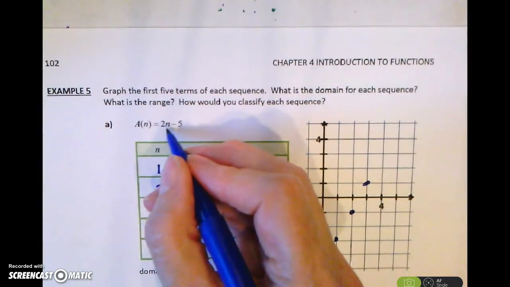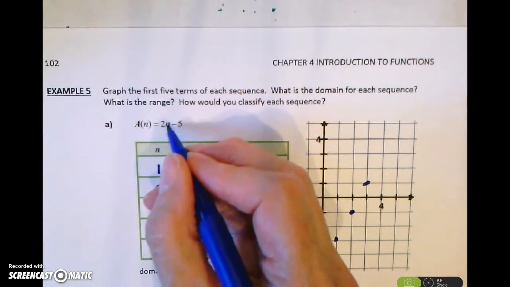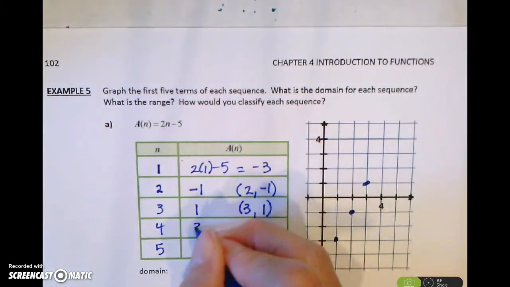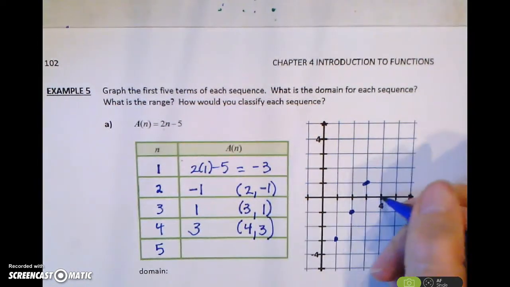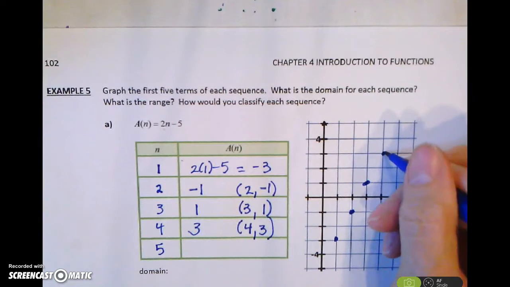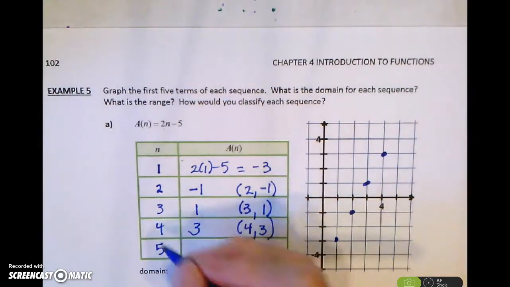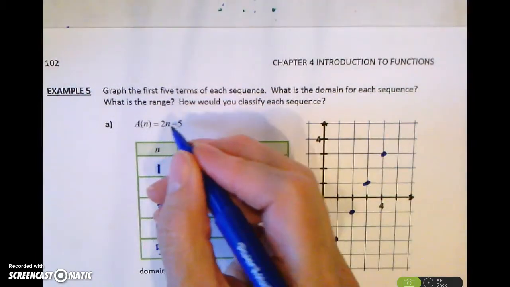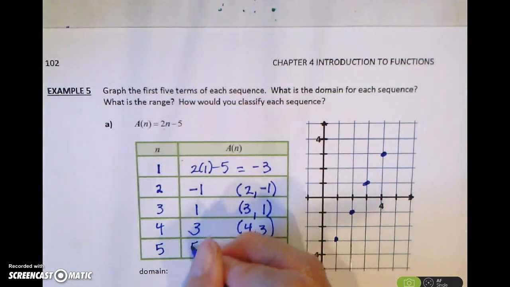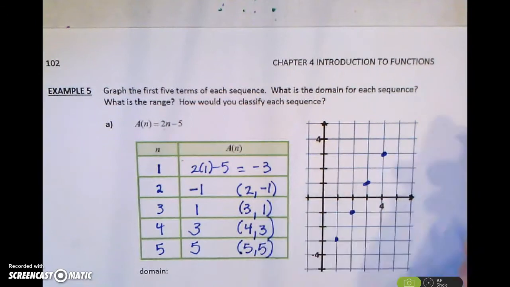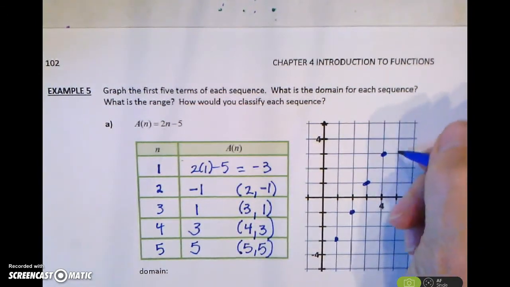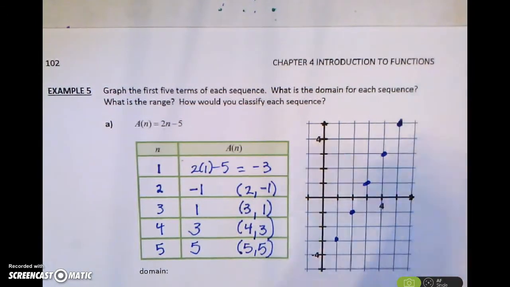When I put a 4 in right here, 2 times 4 is 8. 8 minus 5 is 3. So I get the point 4, 3. And then 5: 2 times 5 is 10, and 10 minus 5 is 5. So we get the ordered pair 5, 5. So I'm going to plot 5: 1, 2, 3, 4, 5.